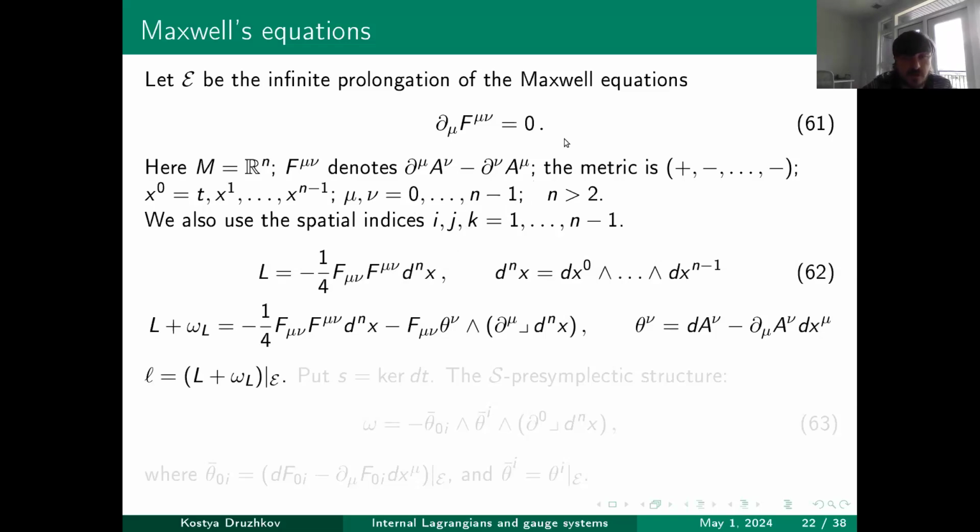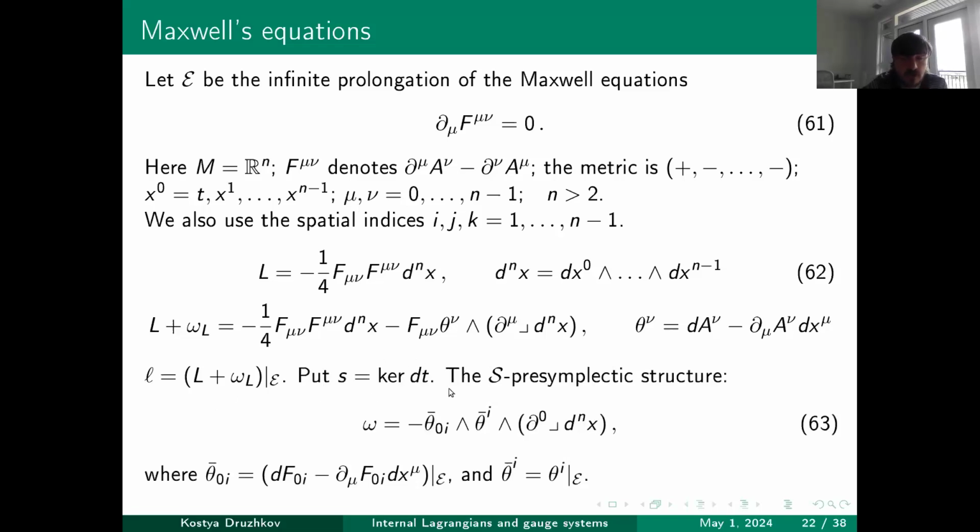And it's well known that the Maxwell equations are just Lagrangian equations for this Lagrangian given by the formula 62. We can construct the corresponding form L plus omega L, and we would like to restrict this form to the equation manifold in order to obtain a representative of the corresponding internal Lagrangian. So we can do that, of course, and let's consider the most natural choice for the spatial distribution. Let's consider the kernel of the vector field dt on our base space and its lift. Then the S presymplectic structure is given by the form 33.